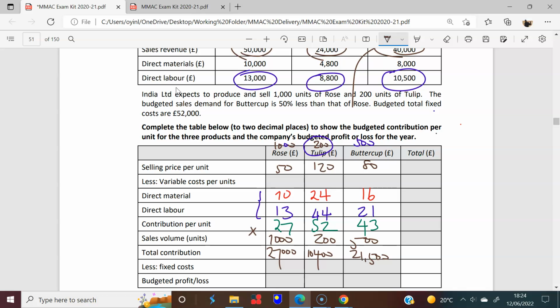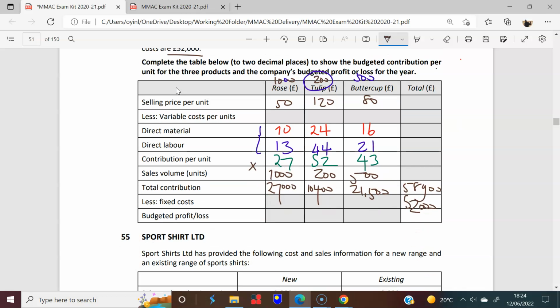We're told that the fixed costs are 52,000. When I add all these contributions together, 27,000 plus 10,400 plus 21,500, you get a total of 58,900. So 58,900 minus 52,000 is equal to 6,900. Yeah, and that's question 54.